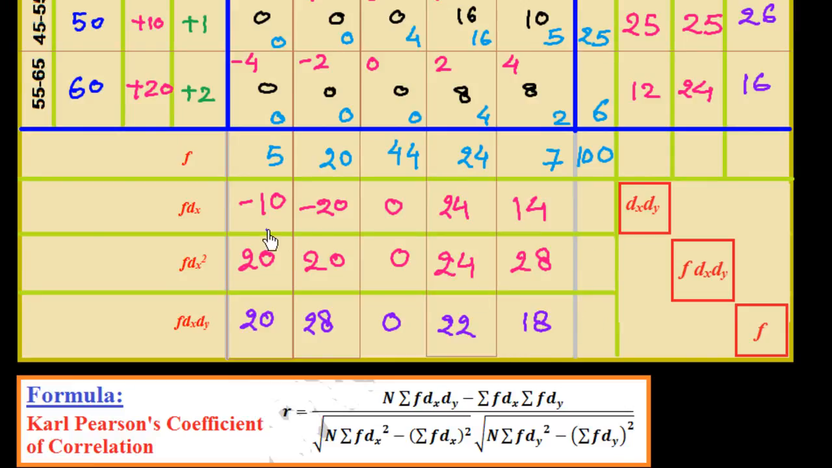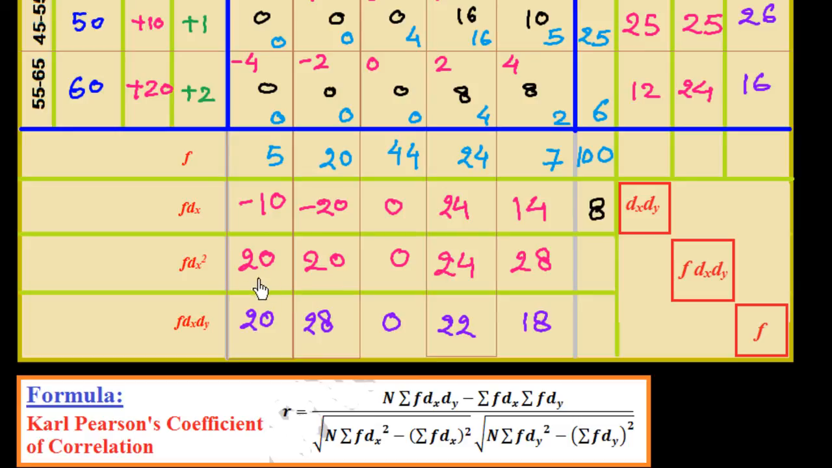Now we have to find out the summation of f dx. We have to write down here the summation of all this. So I write down the summation here. Minus 10 minus 30, minus 10 minus 20 is minus 30, and 24 plus 14 is 38. 38 minus 30, so it is 8 only. We have got here 8.